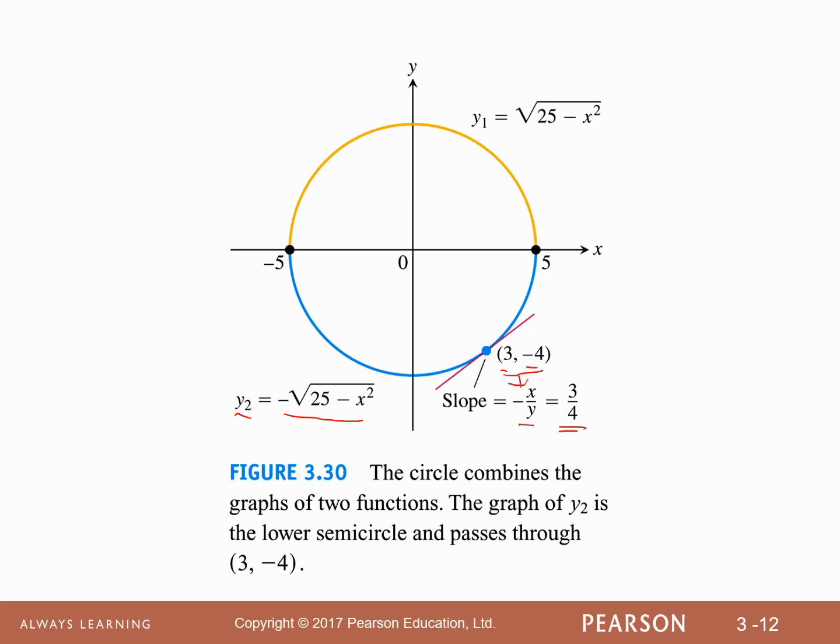So the circle combines the graphs of two functions. The graph of y2 is the lower semicircle and passes through the point 3, comma, negative 4, this one, okay? The yellow semicircle is the positive side because we have 3 and negative 4. Y equal to negative 4 is in the lower hemisphere here on this side, okay? And the other one is in the top hemisphere, or hemicircle, or semicircle, okay?